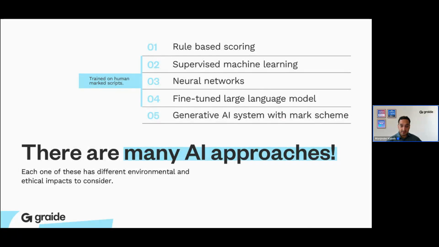Now, when we're talking about assessment specifically, there are lots of AI approaches. Each one of these has a different environmental and ethical impact. I'm just going to go through a few of these now, and we can, of course, discuss these in more detail later. So, the first one I want to talk about is rules-based scoring.